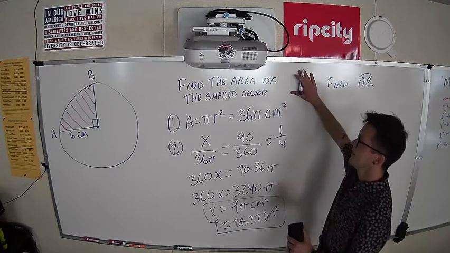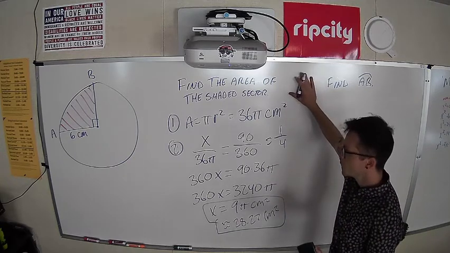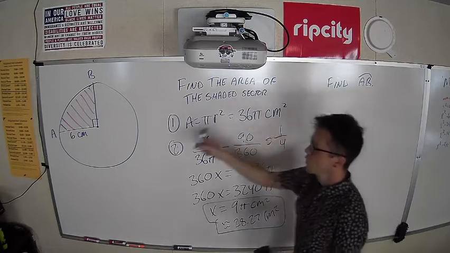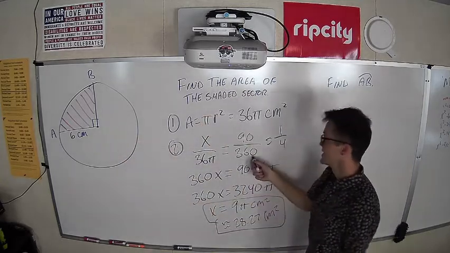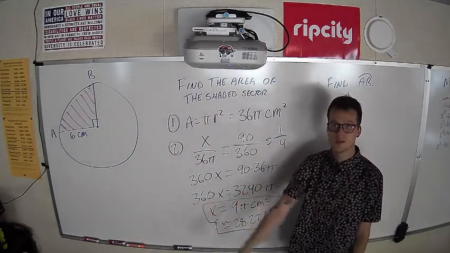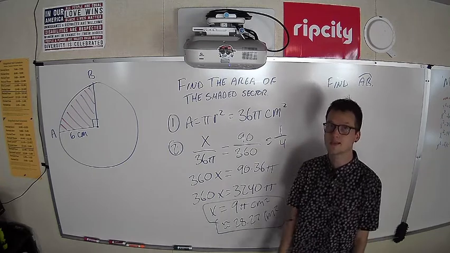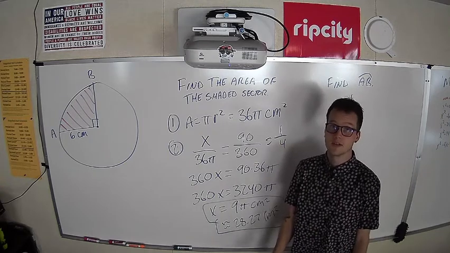So whenever you find the area of any shaded sector, you're going to create a ratio of whatever your angle measure is over 360. 360 is always going to be the denominator, because there's always 360 degrees in every single circle ever.